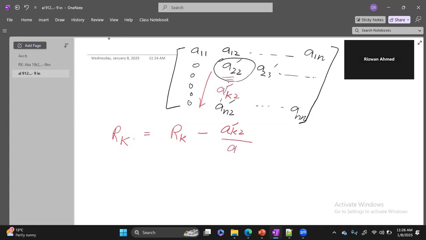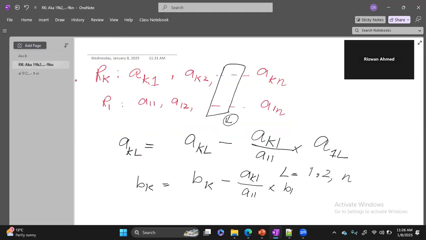Now the diagonal entry is A22 times R2. You can identify the elements of R2 and Rk. So again, a similar operation like this one. And here you have the only difference of A11 to be replaced by A22. And the same way the operation is going to proceed, right?